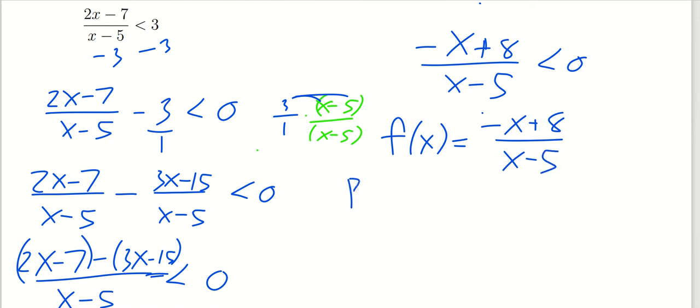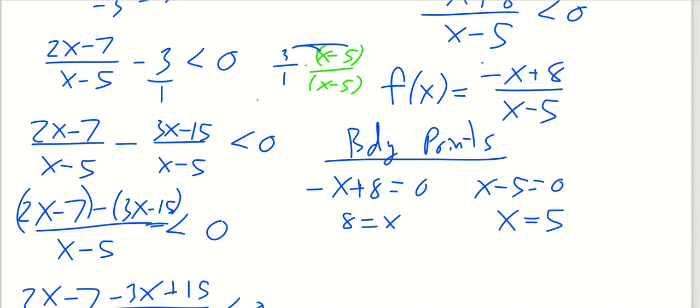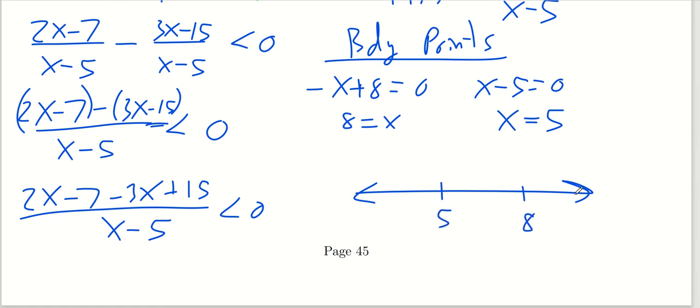Let's now find our boundary points. We do that by setting the numerator equal to 0. Easiest way is to probably add x to both sides. We get 8 is equal to x. We can also set the denominator equal to 0, add 5 to both sides, and we get x equals 5. So we have two boundary points in order. They are 5 and 8.